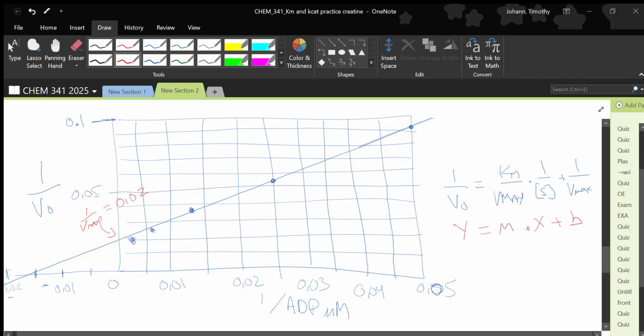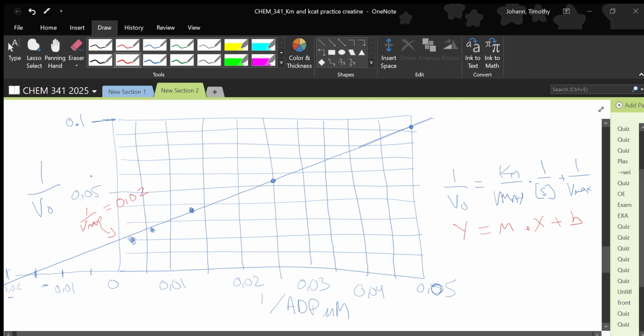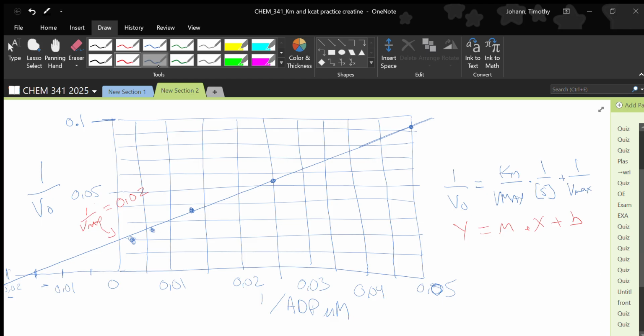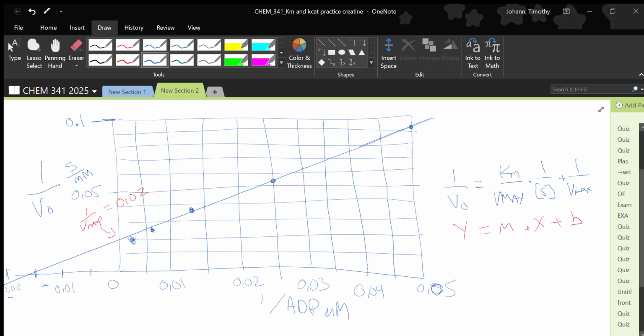And to put units with it, oh, I forgot my units over here. The original units were millimolar per second, right? So the units on this graph are going to be seconds over millimolar. Okay, so it's in concentration. That's a big M, second one.